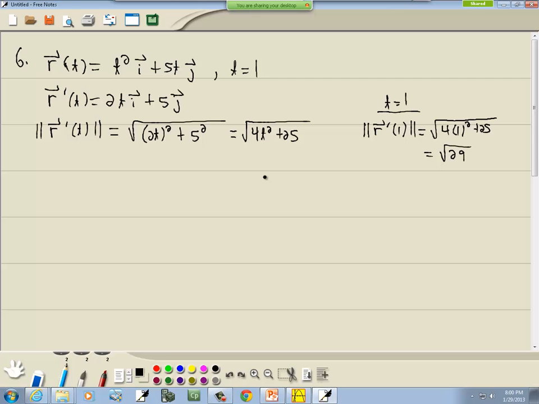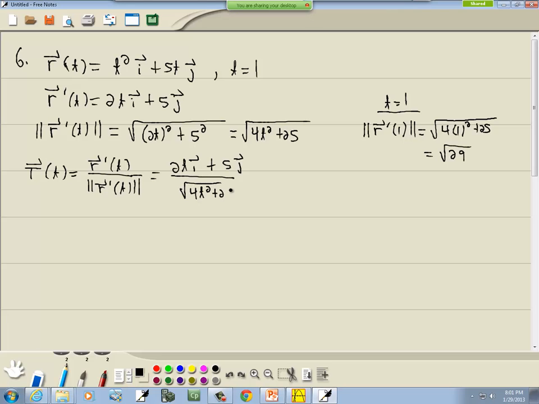We still need to get the T prime. So let's continue with this. We first need to find T. Well, T is going to equal r prime divided by the magnitude of r prime. Well, r prime was 2t i plus 5j over the magnitude of r prime, which is the square root of 4t squared plus 25. Excuse me. Which gives us 2t over the square root of 4t squared plus 25 i plus 5 over the square root of 4t squared plus 25 j.